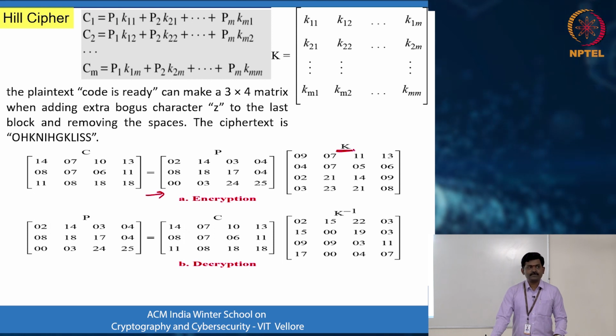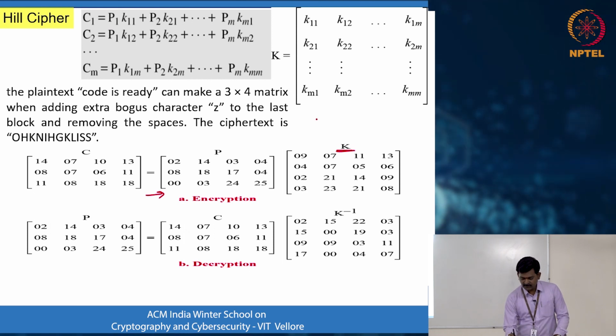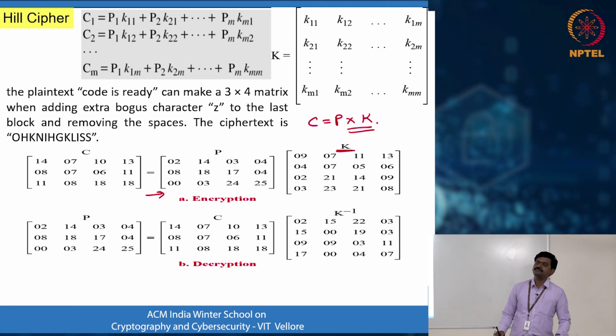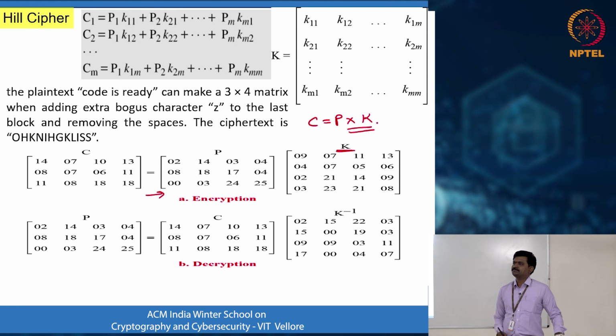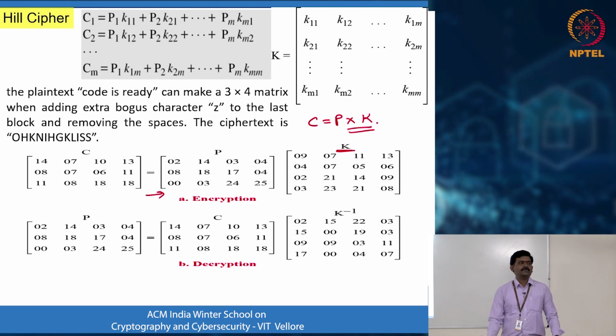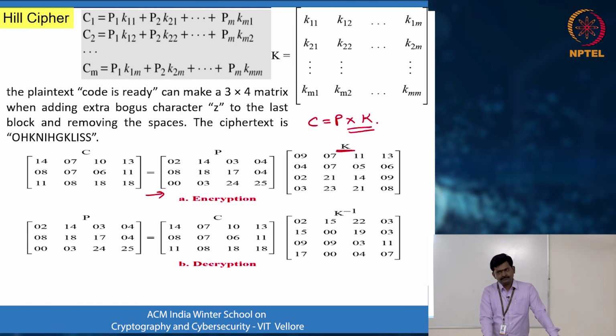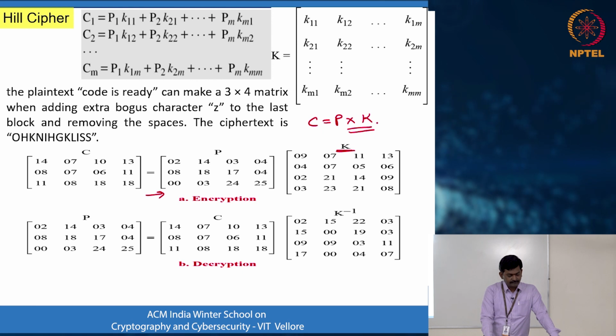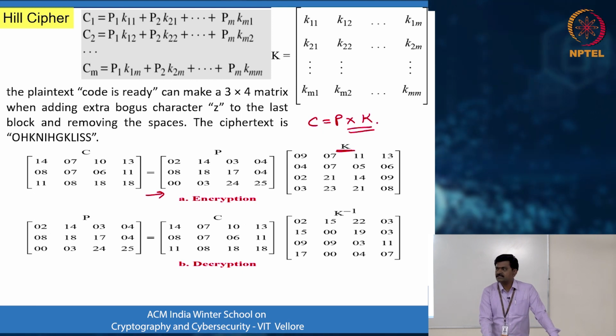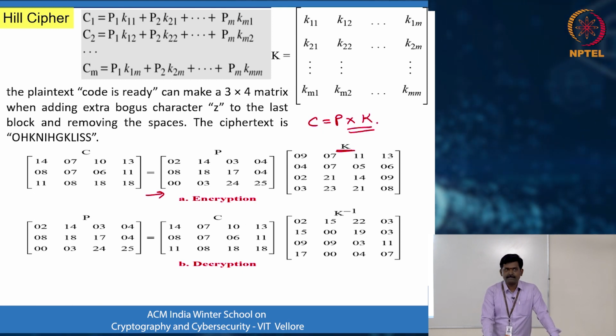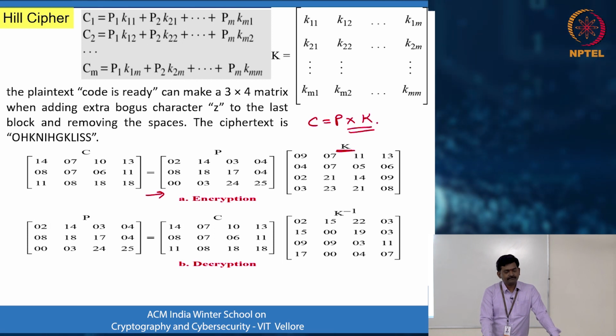How is the cipher text produced? C is equal to plain matrix into the key matrix. What type of cipher is it? Multiplicative cipher. So the C matrix, the cipher matrix, is equal to P into K. When I say P into K, all these things are with mod 26. That should be there.